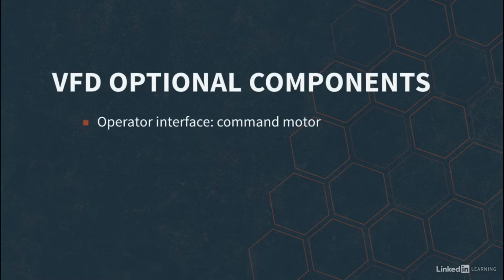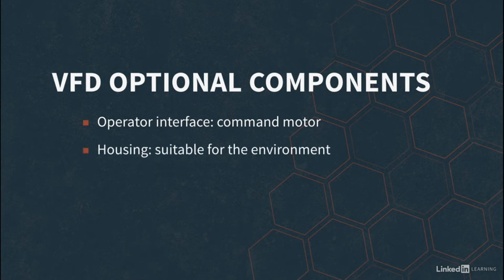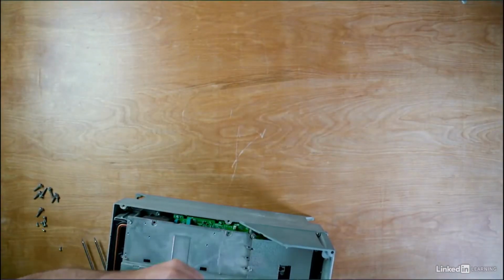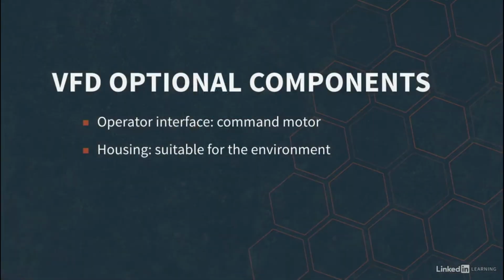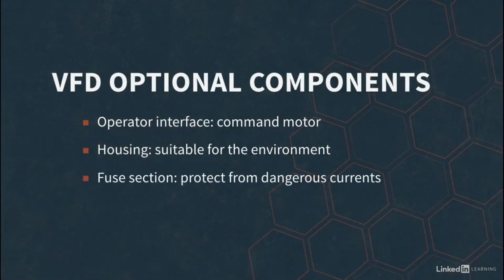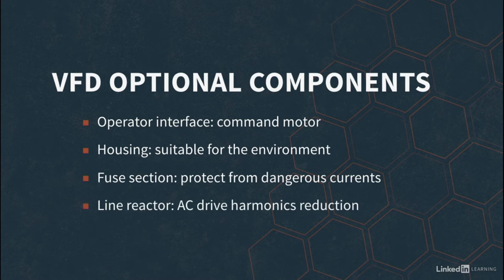In addition to these components, most variable frequency drives have some sort of operator control that allows the operator or user to command the motor to function as desired manually or through the use of motor control inputs and outputs. A housing, some sort of housing that's suitable for the environment. VFDs may also have a fuse section designed to protect the motor and the sensitive electronics on the drive from dangerous currents and spikes. A line reactor.